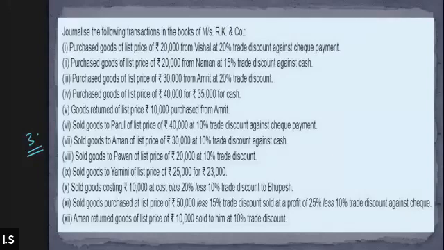Transaction third, purchase goods of list price 30,000 from Amrit at a trade discount of 20%. Sorry, not Aman. We have purchased goods of 30,000 from Amrit at a 20% discount. Tell me anyone, what will be the journal entry for this? Purchase account debit. Correct. Okay. Anyone else want to tell me the journal entry for this? Ritika, could you please tell me the correct journal entry for the third one?